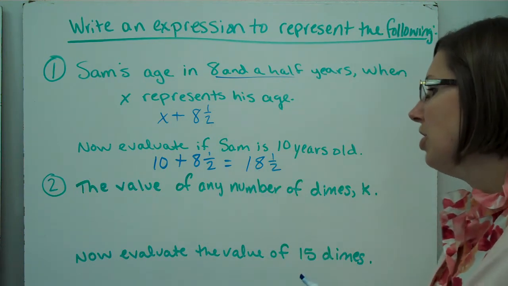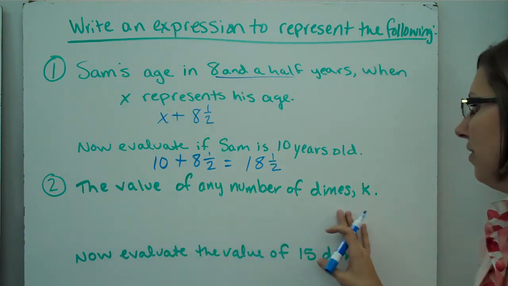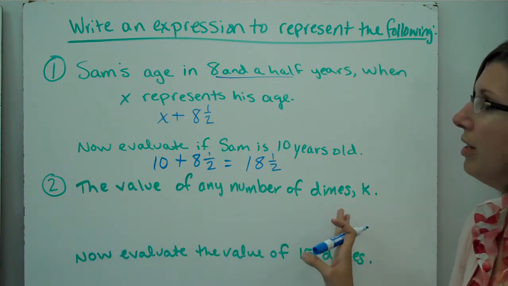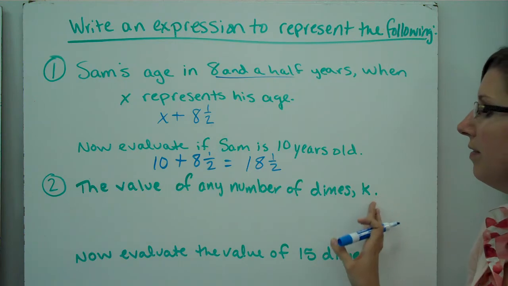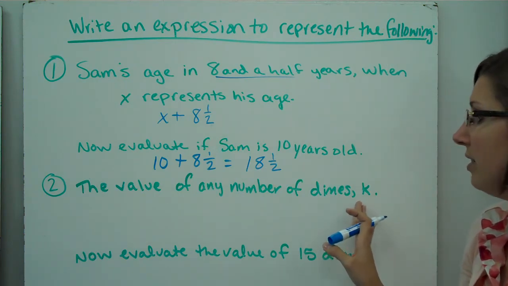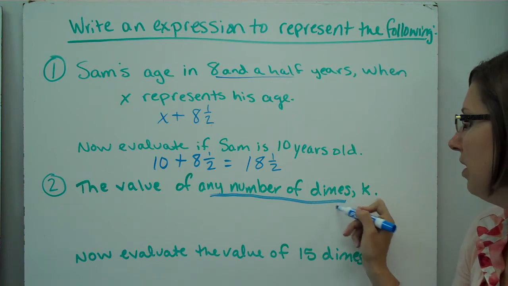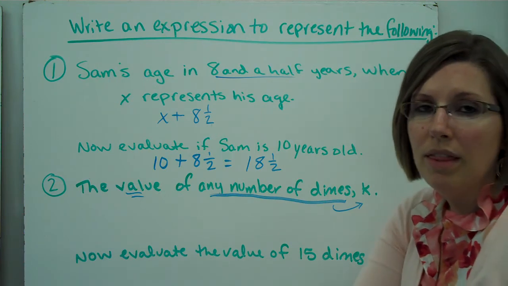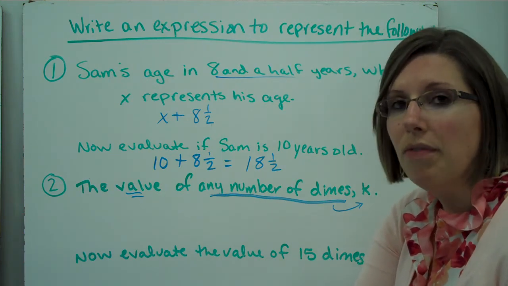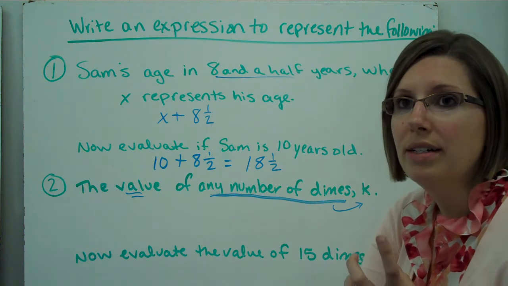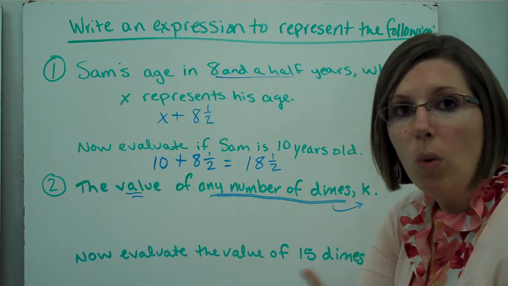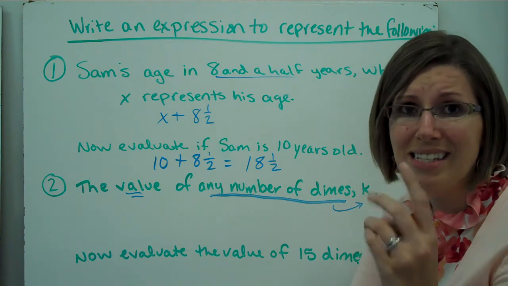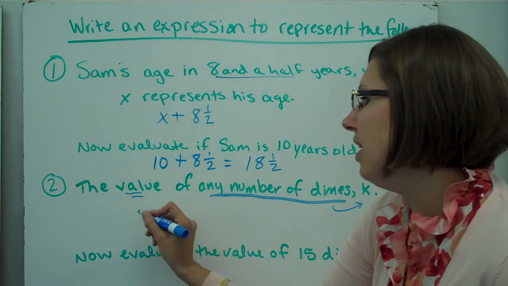Okay, number 2, the value of any number of dimes, k. So what this is saying is we're going to write an expression using the variable k. That's going to stand for any number of dimes. And I'm going to write an expression that represents value. So let's think for a second. How much is one dime worth? One dime is worth 10 cents. How do I write 10 cents? Well, I can write 10 with a cent sign, or I can write it like this.